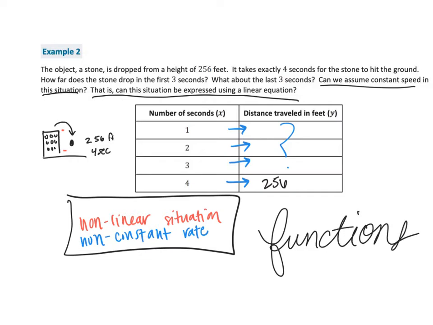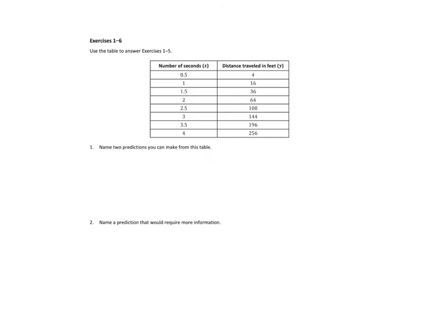Okay, we're going to go ahead and move forward. All right, moving into exercise 1. It says use the table to answer exercises 1 through 5. So we have this table. Again, it's giving us x for our seconds, y for our feet. Let's just look at it real quick, observe it. At half of a second, 4 feet are traveled. In 1 second, 16 feet are traveled.